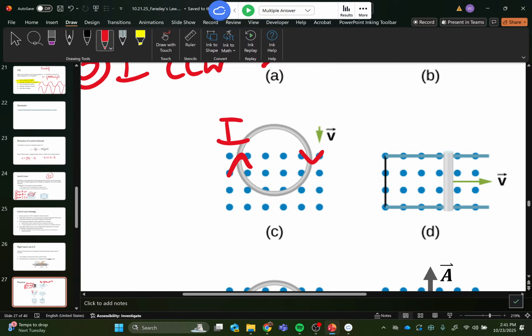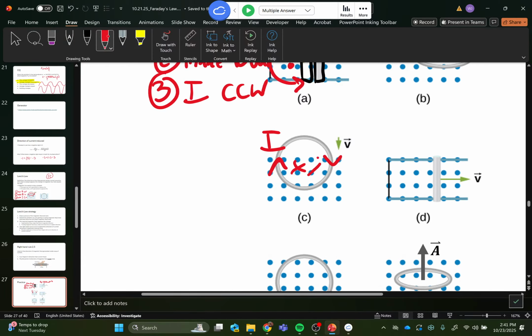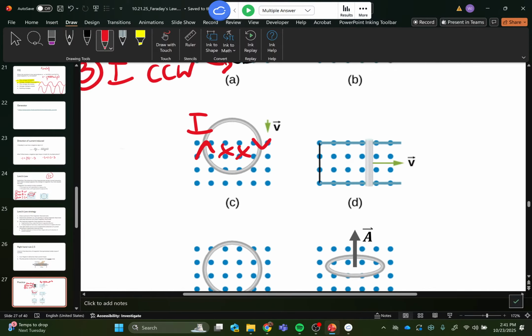All right, this one's clockwise. Why is it clockwise? I'm getting more out. I don't like that. How do I counteract more out? I make some in. How do I make some in? Thumb, clockwise current. This is the 3-step process. What's happening? More or less, counteract it, make a current. All right, try the next one.